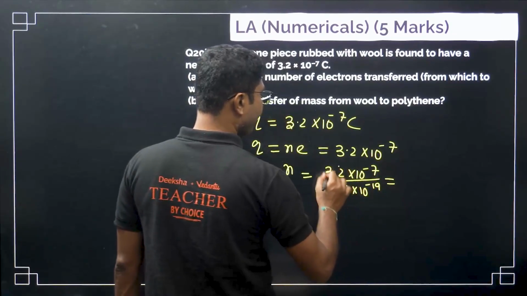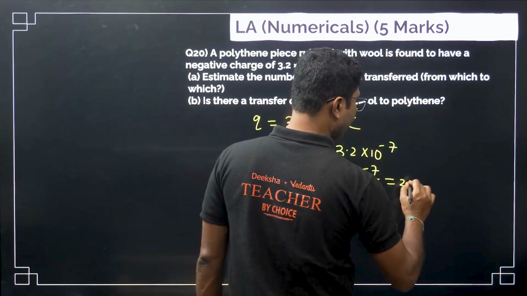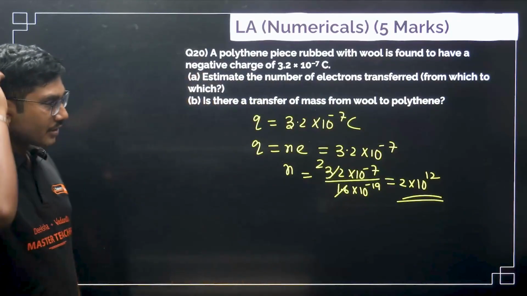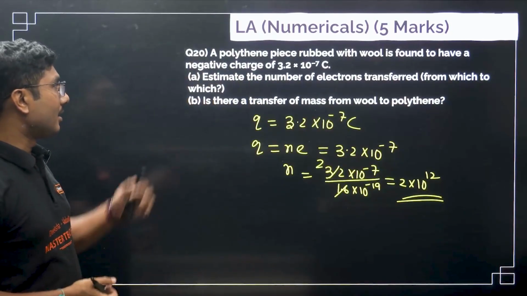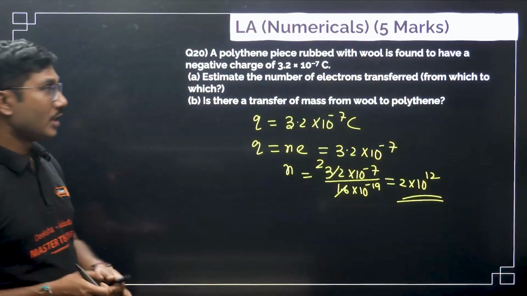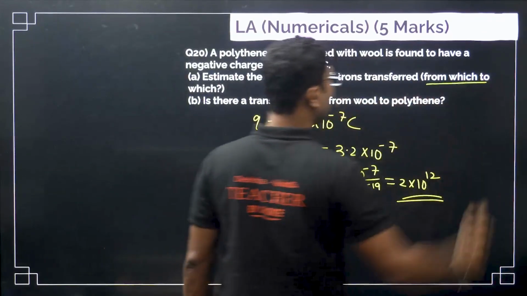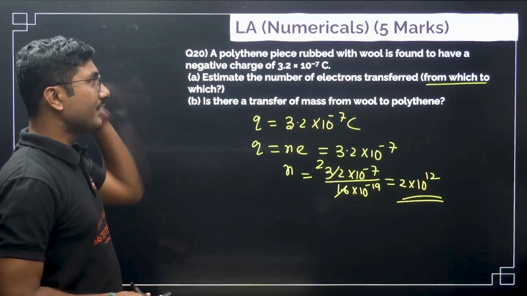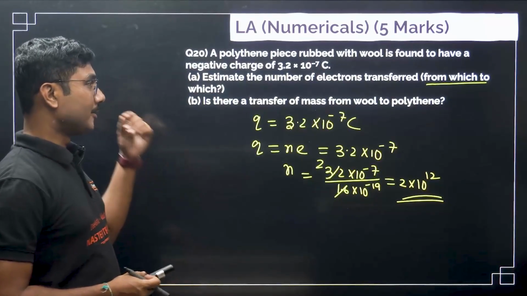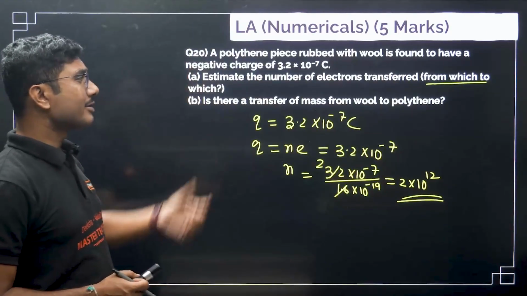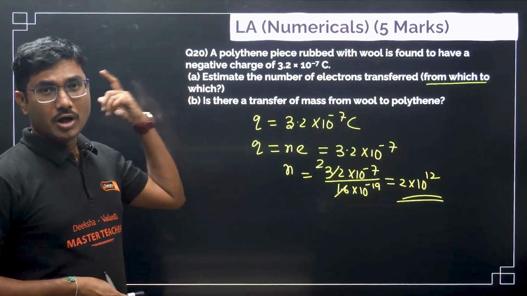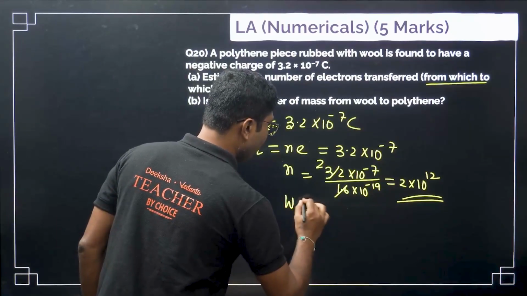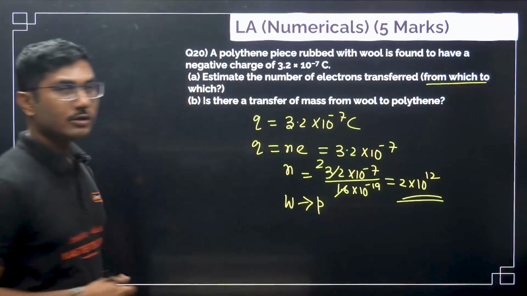So it will be 2 into 10 to the power of 12. This is the number of electrons which is transferred. Now, you also have to mention from which to which. For that, if you remember the electron affinity chart, it mentions that electrons are transferred from wool to polythene. So from wool to polythene, the electrons are transferred.